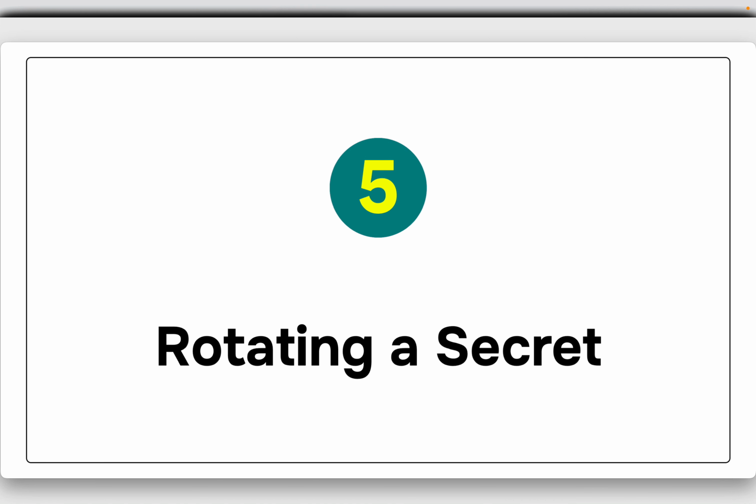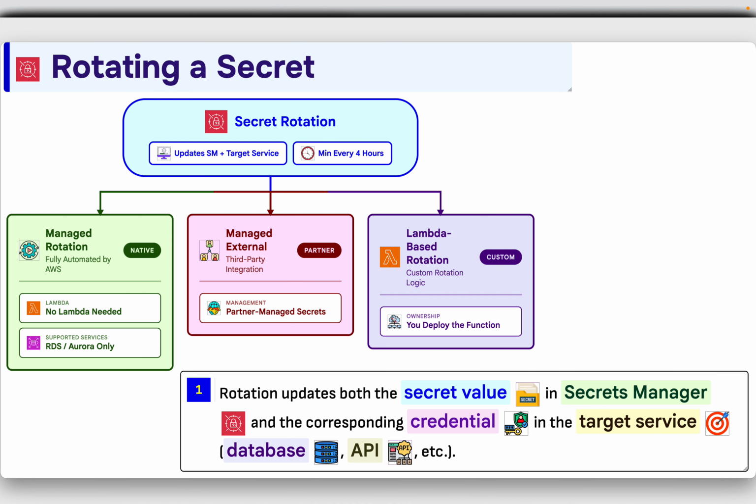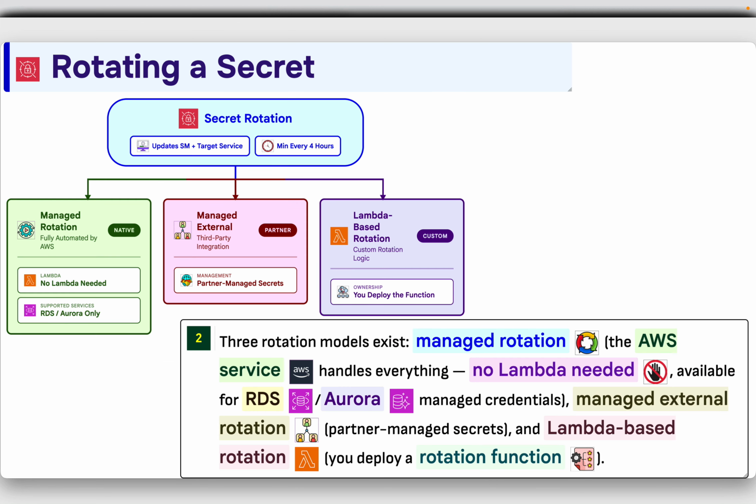Next topic is rotating a secret. Rotation updates both the secret value in Secrets Manager and the corresponding credential in the target service like database, API, etc. 3 rotation models exist. First one is managed rotation. The AWS service handles everything. No Lambda is required in this case. This is available for RDS and Aurora managed credentials.